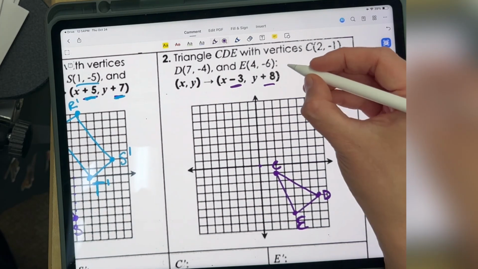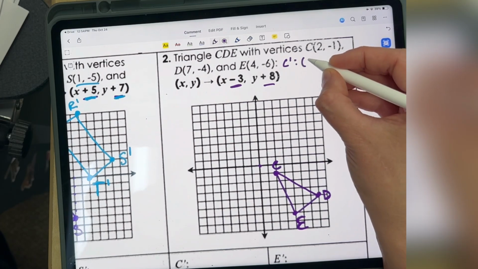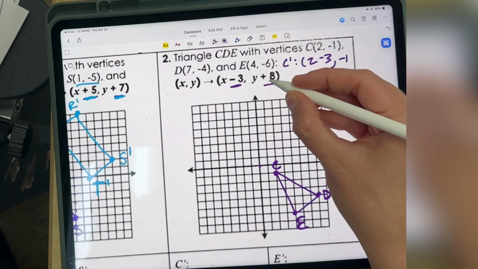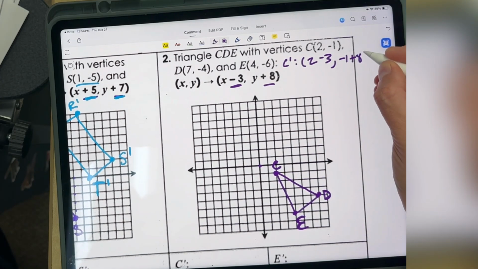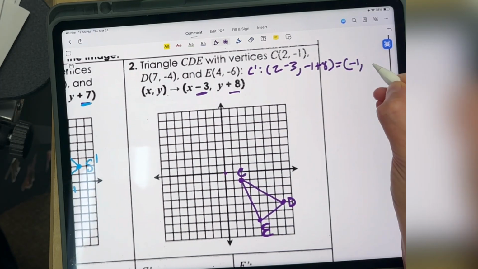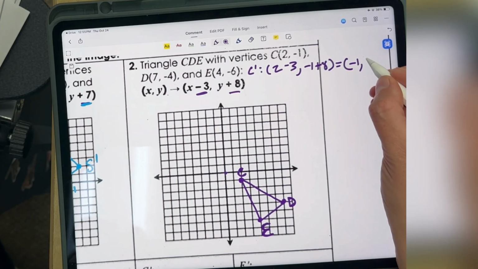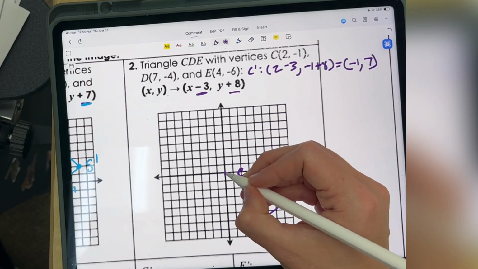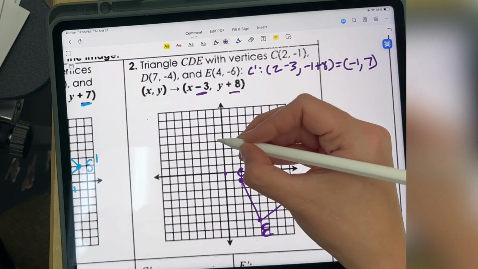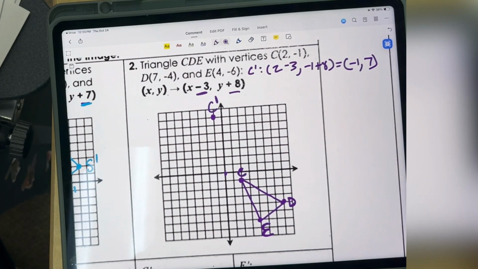Okay, so for each one, let's go a little bit faster this time. C prime would be at this point 2, -3, and then -1 right here plus 8. So where is that? Okay, so 2 minus 3 is -1. And then -1 plus 8, so 8 minus 1, if you want to do it the opposite way, would be 7. So -1, start at the origin. -1 means go left 1, up 1, 2, 3, 4, 5, 6, 7. And then that becomes our transformation, so that's C prime.